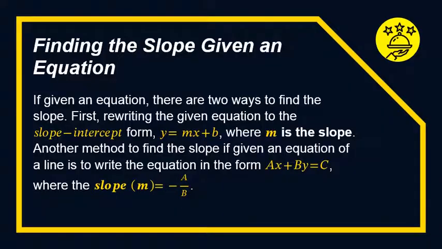Finding the slope given an equation. If given an equation, there are two ways of finding the slope. First, rewrite the given equation in slope-intercept form, y is equal to mx plus b, where m is the slope. Another method is to write the equation in the form ax plus by is equal to c, where the slope is equal to negative a over b.